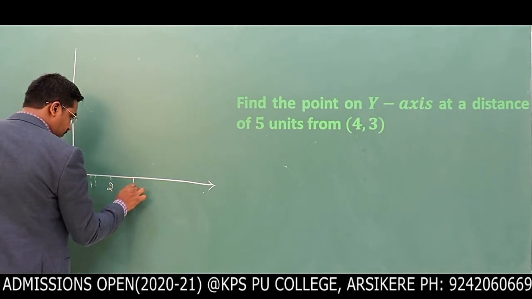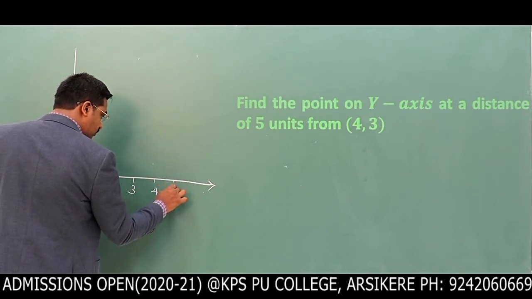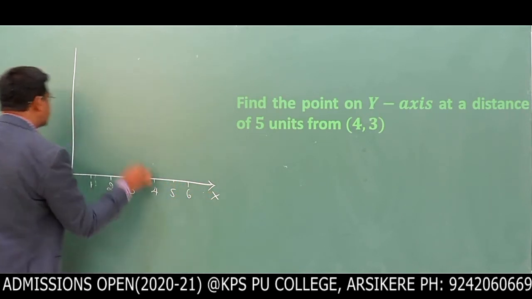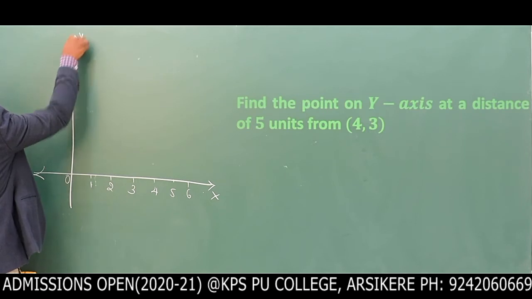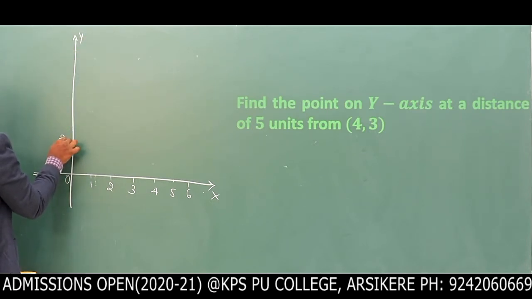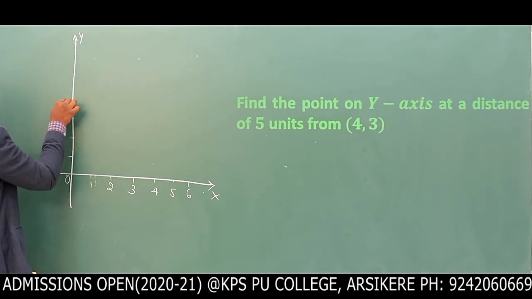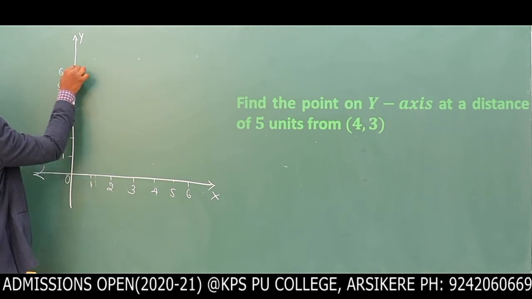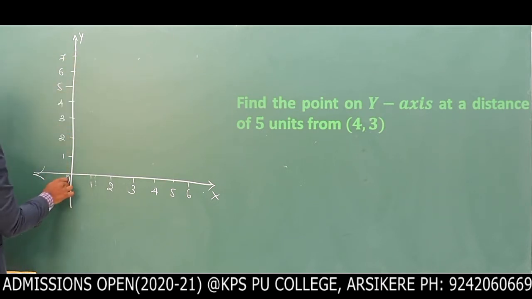2, 3, 4, 5 and 6. This is the x axis. This will be the y axis. 1, 2, 3, 4, 5 and 6. So this will be the origin. This is y dash and this is x dash.